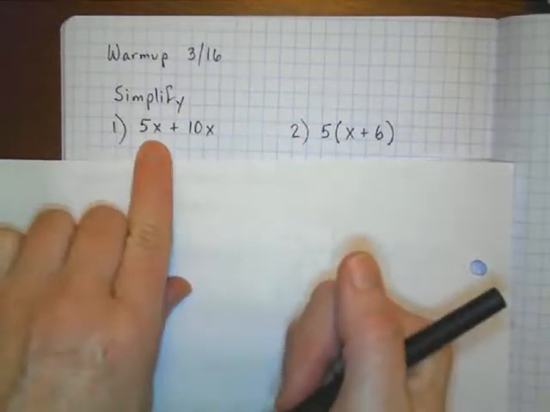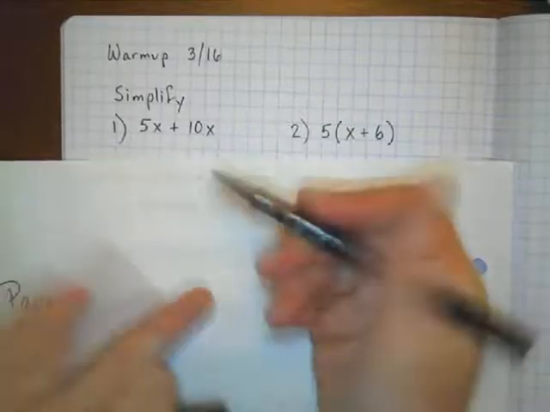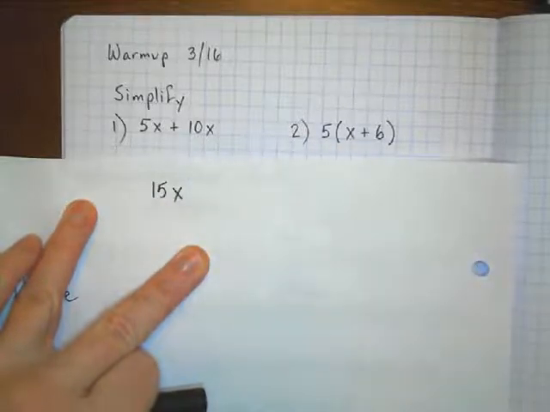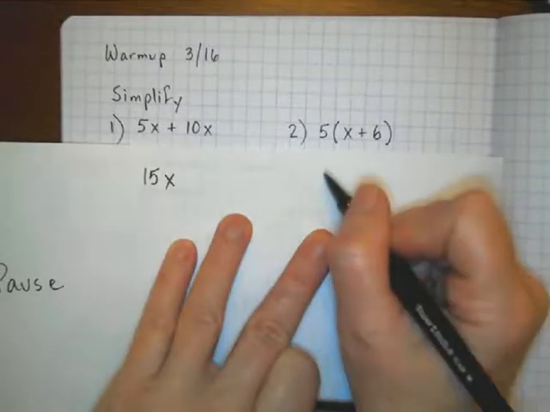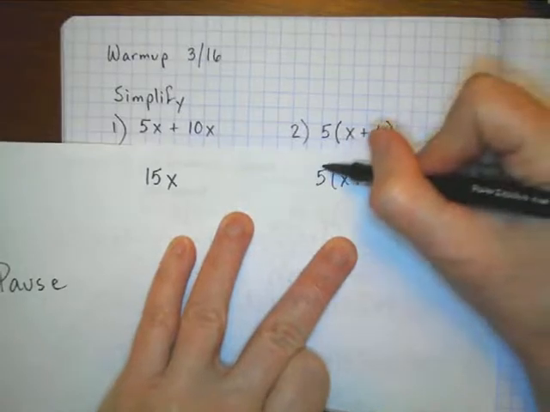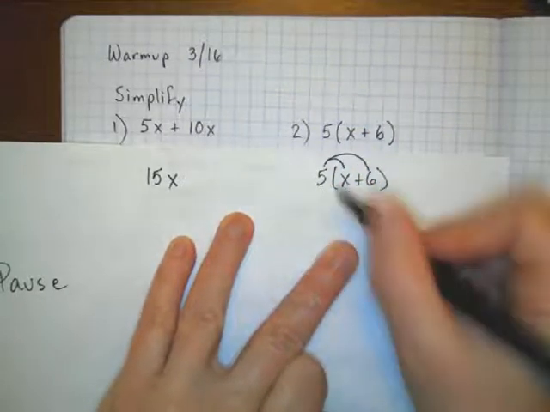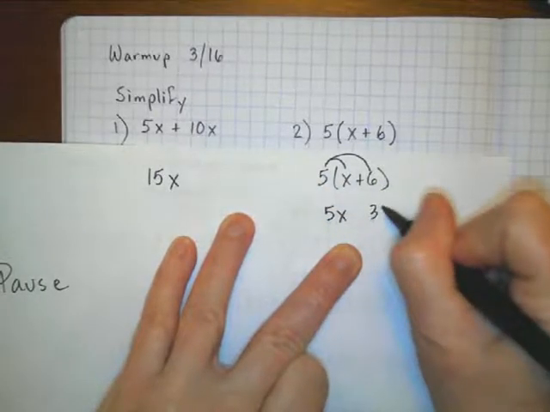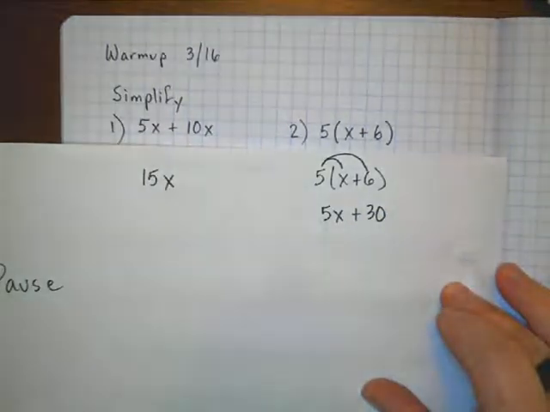5x plus 10x. Well, I have 5 groups of x plus 10 groups of x. Just combine like terms, I get 15 groups of x. So there's the answer to number 1. The answer to number 2, I'm going to write it again. I'm going to distribute. So 5 groups of x is 5x. 5 groups of 6 is 30, and I'm adding those together. And that's it. I can't do anything else.